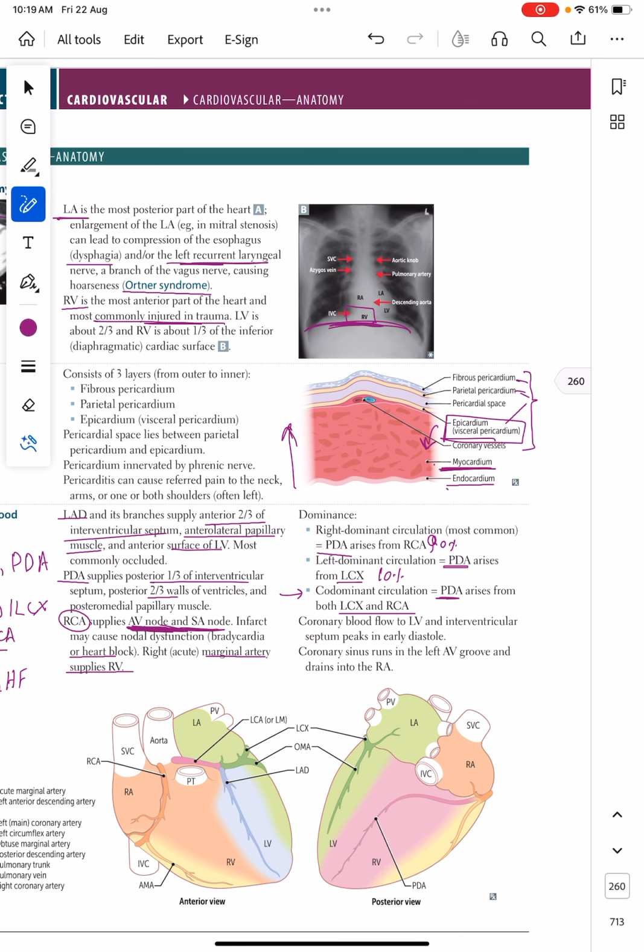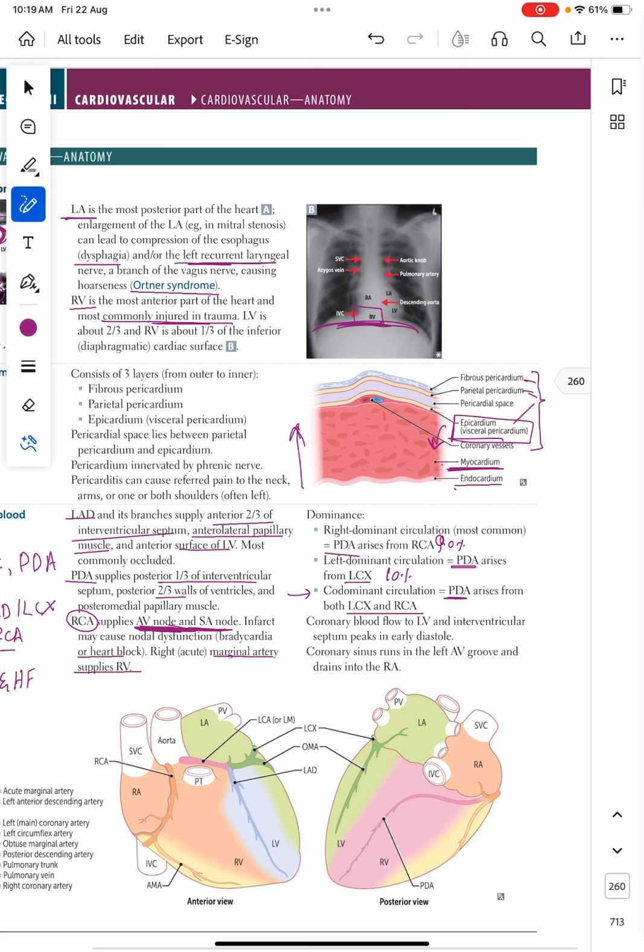Now what is the rate of occlusion? Occlusion mostly occurs in the left anterior descending, then in the right coronary artery, and then in the left circumflex. So this is the order, and mostly the LAD is occluded. This was all about anatomy. In the next video we will discuss congenital heart diseases.